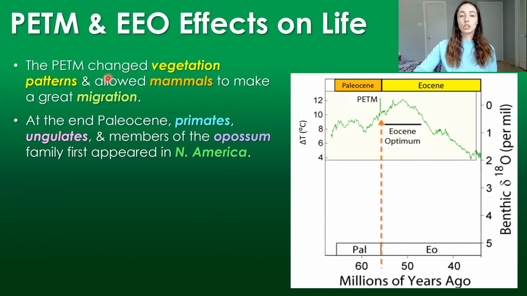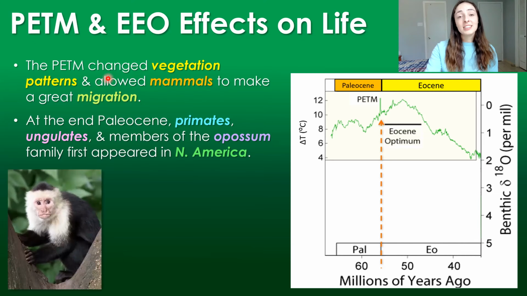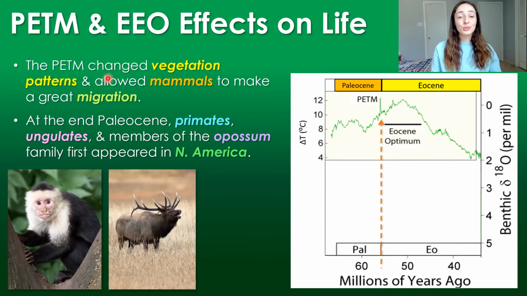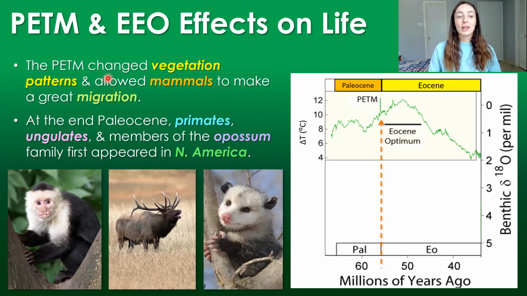Now, the PETM changed the terrestrial vegetation patterns enough to allow mammals to make a great migration. At the end of the Paleocene, primates, ungulates, which include your hoofed herbivore type animals like deer, cattle, horses, rhinos, pigs, etc., and members of the possum family first appeared in North America.